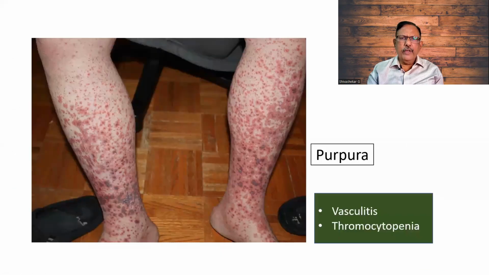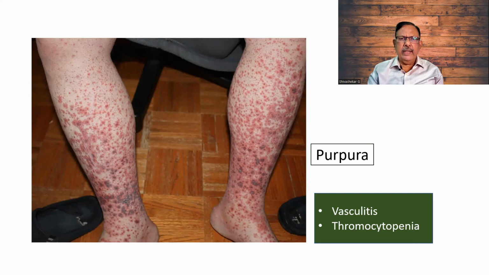This is a group of disorders that come under purpura. Purpura means you find that there are fine spots of spontaneous bleeding in the mucous membranes and the skin. It can be because of vasculitis or thrombocytopenia. Small minute dots are called petechiae.